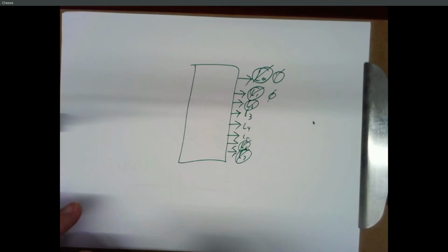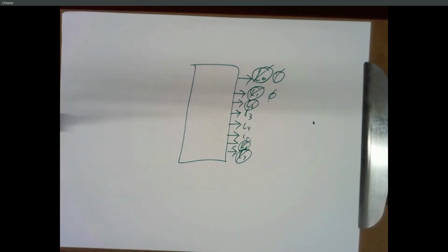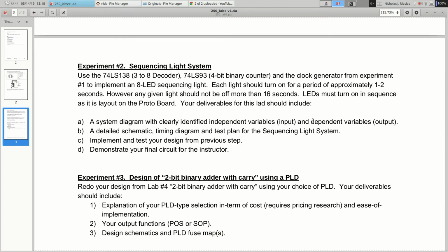Turns off, second one. So it just keeps alternating from one to the next. About 2 seconds for each LED. At the end of the sequence, it goes back and immediately repeats. So about a 16-second total sequence. Okay, each light on for approximately 1 to 2 seconds. A given light should not be off for more than 16, so it should repeat every 16 or slightly less.